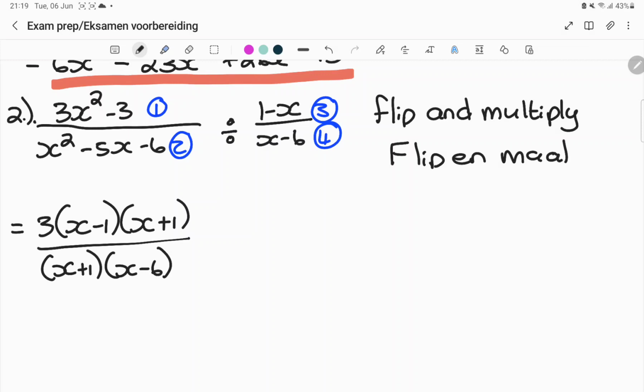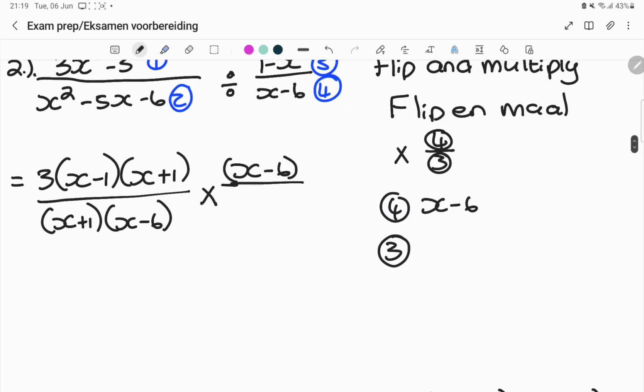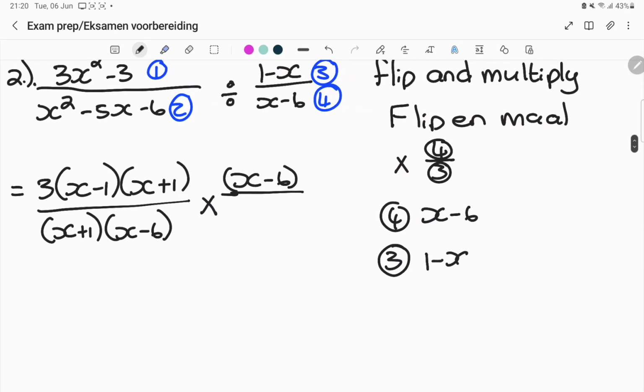So that means I'm going to change my division sign into a multiplication sign, and where I had option 3 over 4, it's going to be 4 over 3. Okay, so let's take number 4, which was x minus 6. There is nothing we can do with this part, so I'm just going to leave it as x minus 6. Put it in a bracket. Then at the bottom half, I'm going to have option 3, which is 1 minus x.